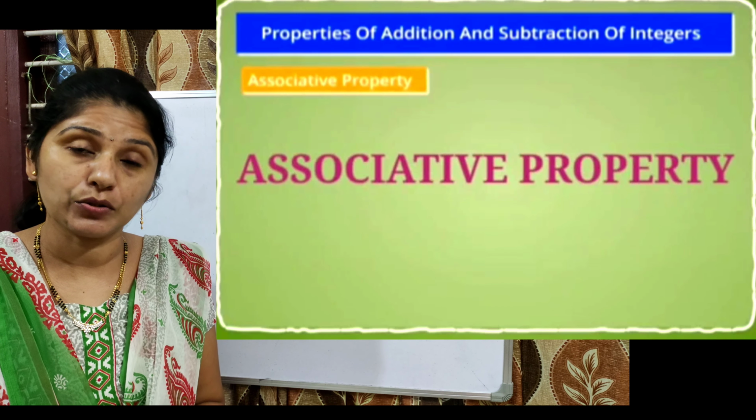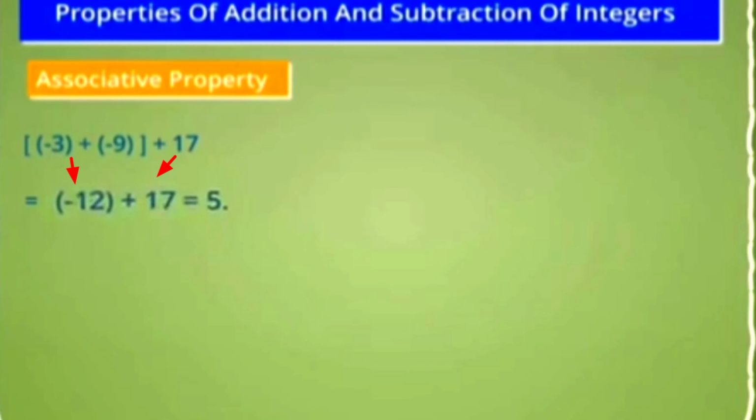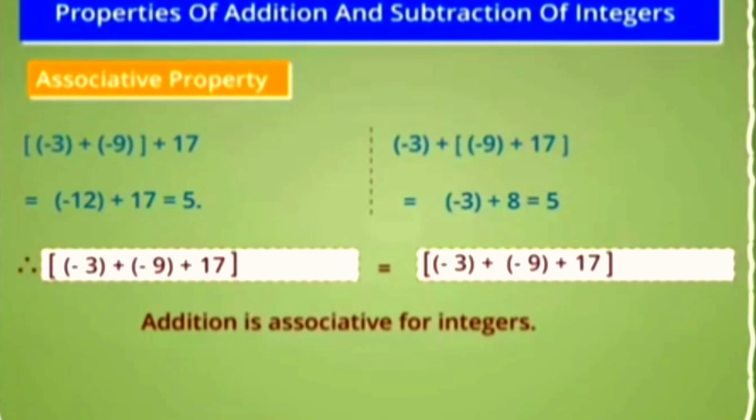Next property is associative property. We know that (minus 3 plus minus 9) plus 17 is equal to minus 12 plus 17, which is equal to 5. Also, minus 3 plus (minus 9 plus 17) is equal to minus 3 plus 8, which is equal to 5. Here in both the cases we get the same answer, that is 5. Therefore, (minus 3 plus minus 9) plus 17 is equal to minus 3 plus (minus 9 plus 17). Thus, addition is associative for integers.